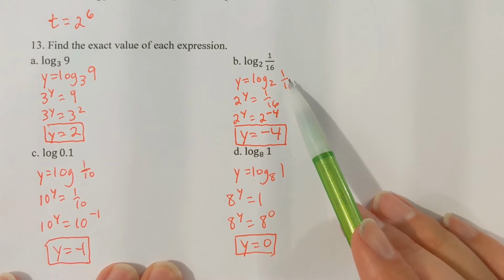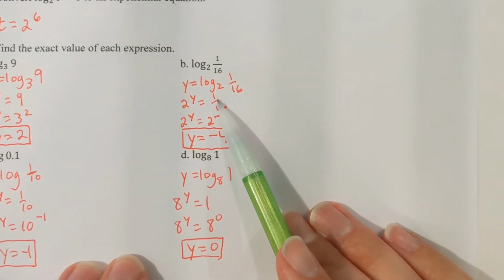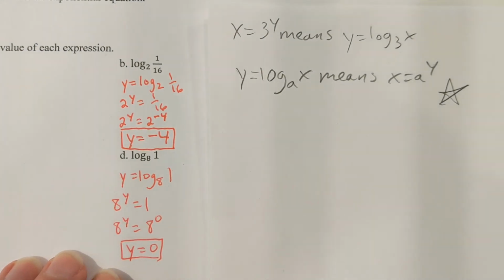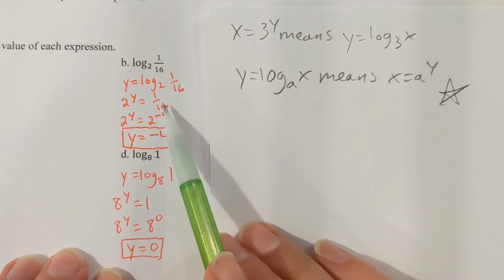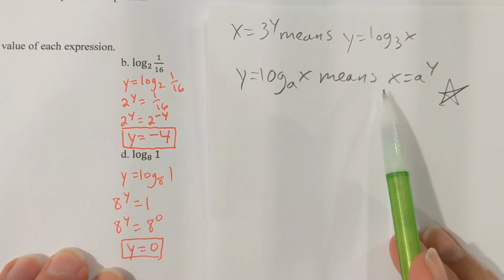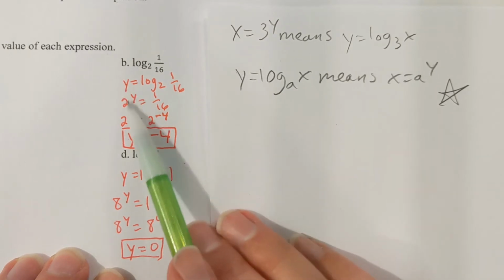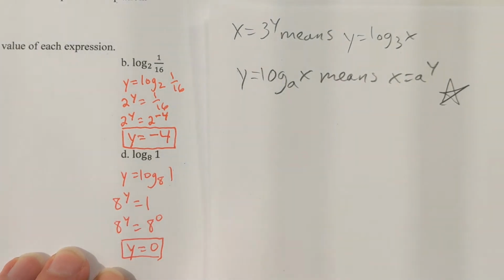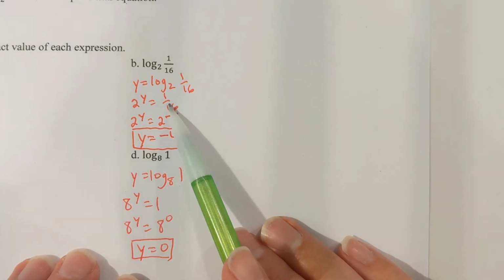Here's another one, part B. Okay, begin by calling this y, and then apply the definition. So in exponential form, 1/16 is my x value, so that's going to be all alone on the exponential. 2 is the base, so it's going to be the base on the exponential now. y is the power of 2. 2 to the y equals 1/16. Now you've rewritten this logarithmic form into an exponential form.